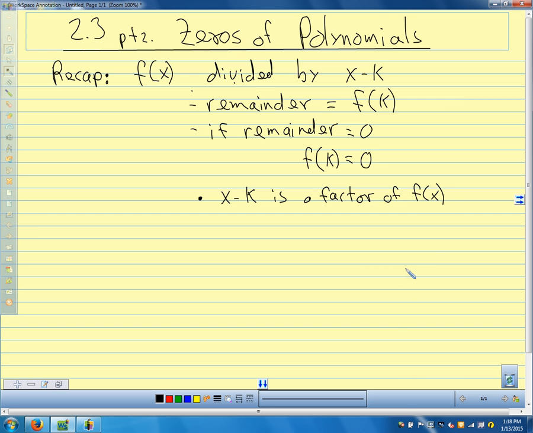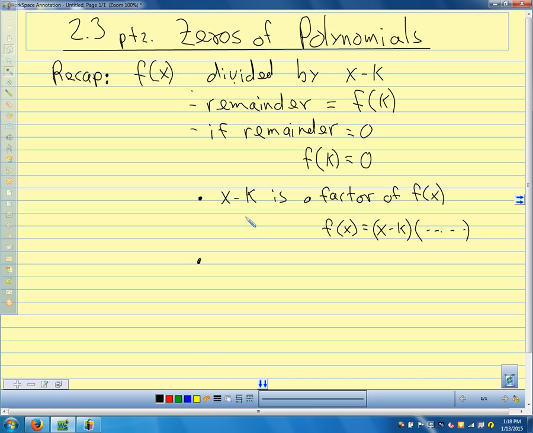And just a quick reminder, when we say x minus k is a factor, if we factor our polynomial, we would have f of x equals, and x minus k would be one of these sets of parentheses we get when we factor this polynomial. So that would be one of the parentheses. x minus k is a factor.